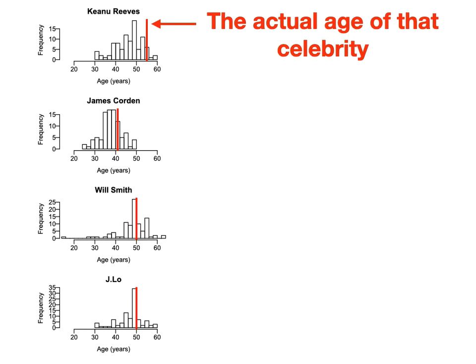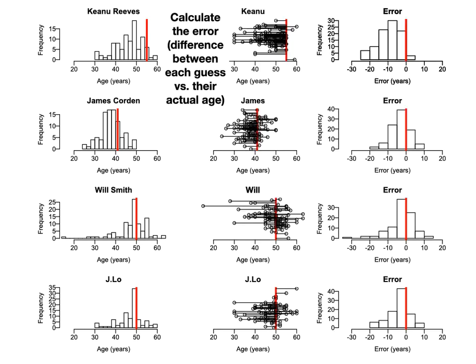Here in red are the actual ages of those 4 people. So look, this is really interesting. Right away you can see how the distribution of guesses might be well aligned, centered on the actual age of that celebrity, or it might be pushed off of the actual age. I calculated the error, or the difference between each guess and the celebrity's actual age. In the middle column of this slide, it's just showing you those error calculations, where each point is a student's guess.